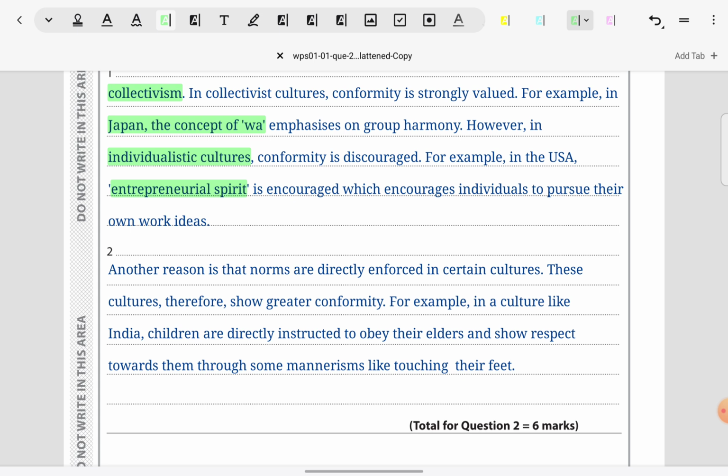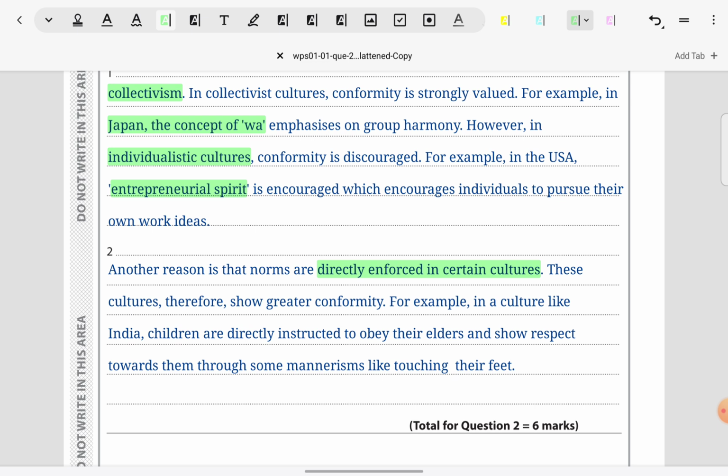Okay, another example of culture, like we have learned in the syllabus when it comes to conformity, has to do with enforcement of certain values. That is, more specifically speaking, norms. Because this is in the context of conformity. So we know conformity is done to norms or unsaid rules. So in some cultures, there is a direct expectation that people should follow norms.